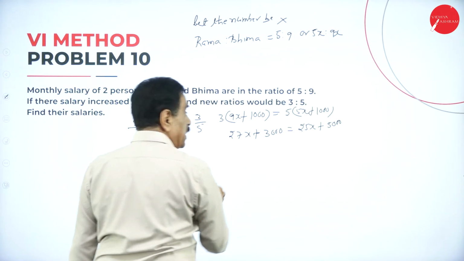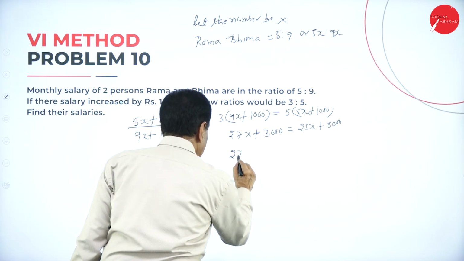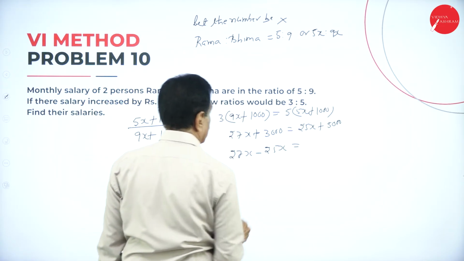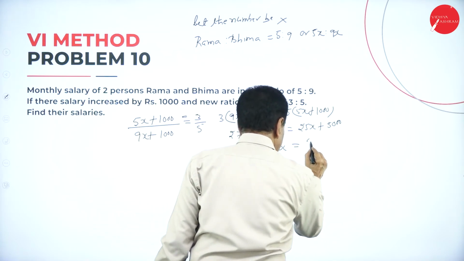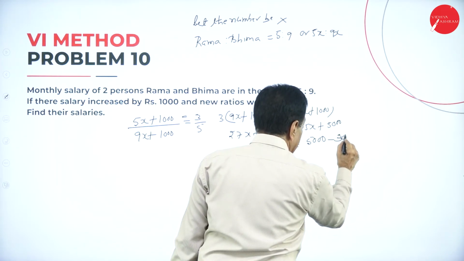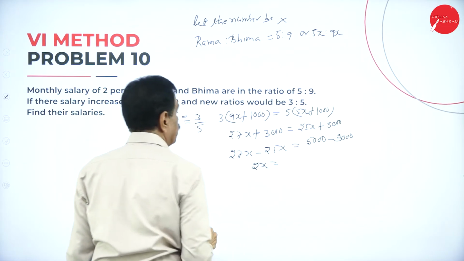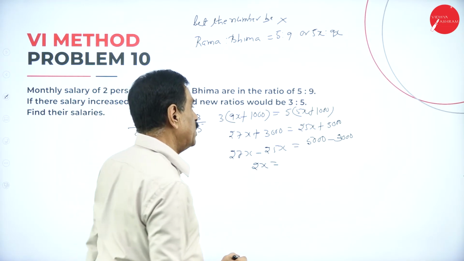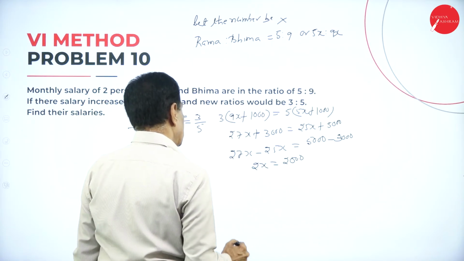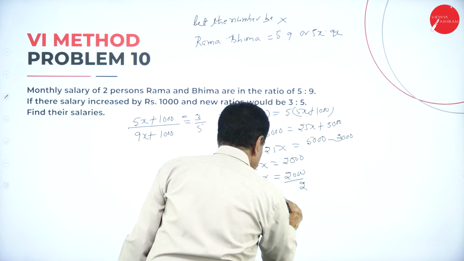You take the x this side, plus x becomes minus x. 27x - 25x = 5000 - 3000. This is 2x. 5000 minus 3000 is 2000. So x is equal to 2000 divided by 2, which is equal to 1000.